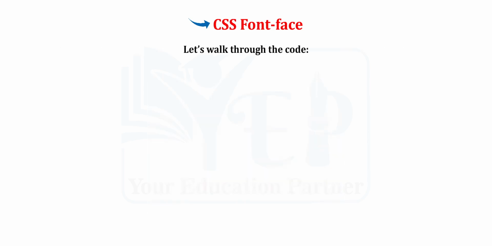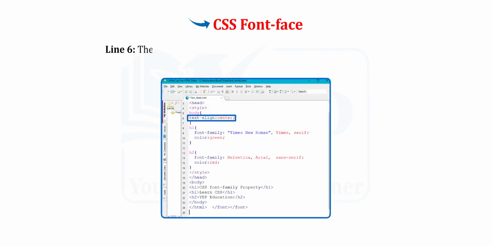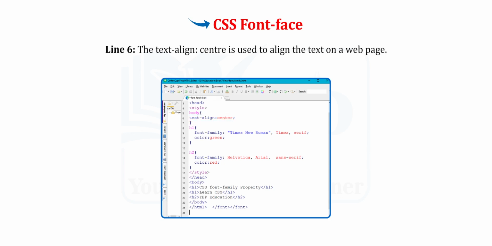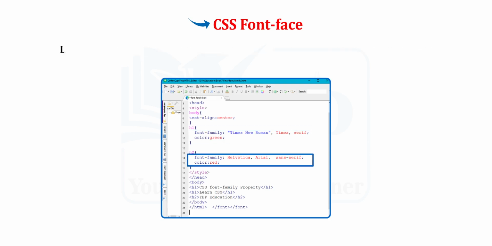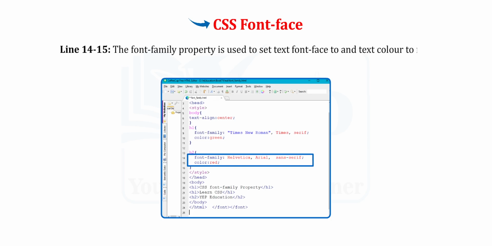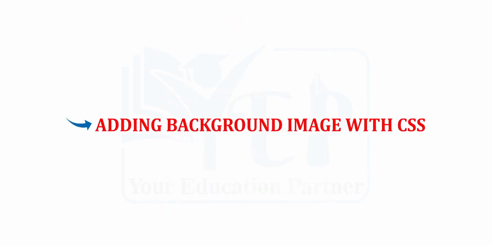Let's walk through the code. Line 6, the text align center is used to align the text on a web page. Line 9 to 10, the font family property is used to set the text font face and text color to green. Line 14 to 15, the font family property is used to set the text font face and text color to red.